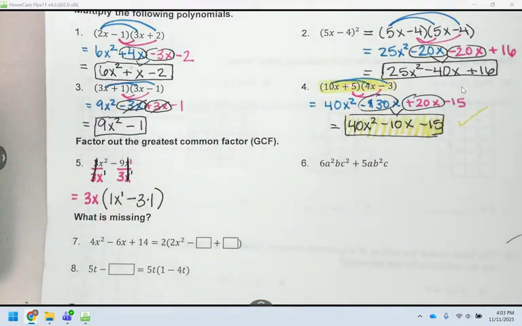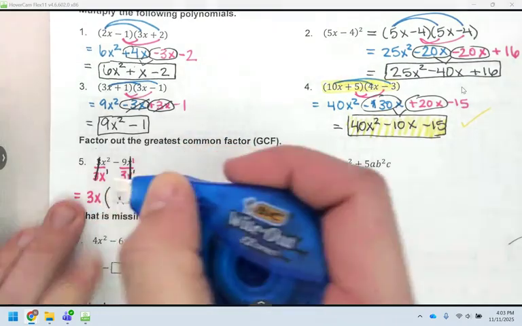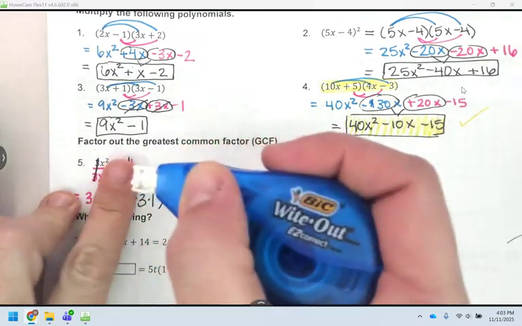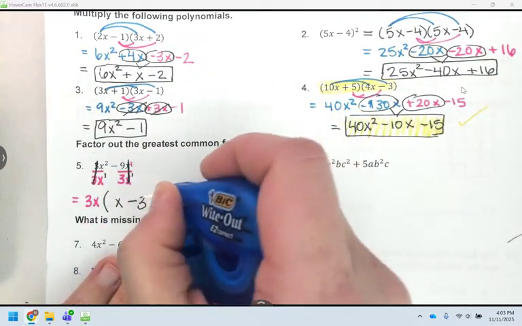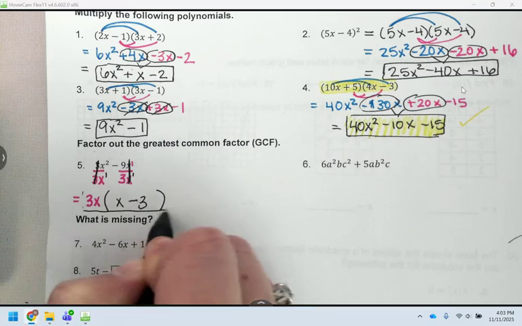Now, I'm writing those ones on purpose. Of course, we do not have to write them. So the one in front doesn't need to be written. The one as an exponent doesn't need to be written. And then times 1 doesn't need to be written. So this right here would be your final answer.